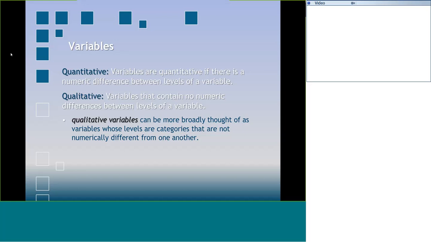Qualitative variables, on the other hand, contain no numeric difference between the levels of a variable. You are probably most familiar with this type of data from open-ended survey questions such as, "Tell us about your experience." However, qualitative variables can be more broadly thought of as a variable where levels are categories that are not numerically different from one another. For example, the country you were born in is qualitative because there's no numeric information conveyed about a patient who was born in the United States versus one who was born in Guyana. Other examples of common qualitative variables include which hospital a patient is admitted to, gender, your social security number, hair color, and so on.